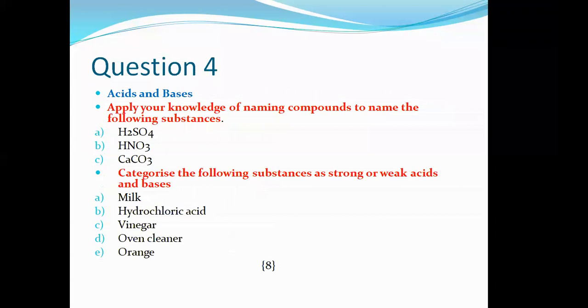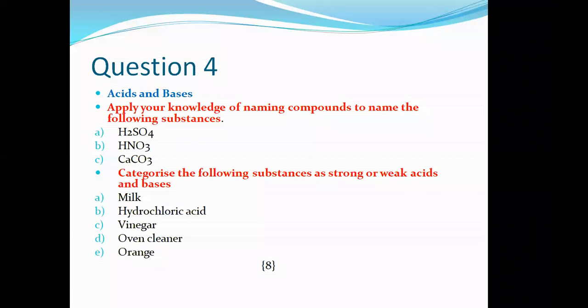Acids and bases. Apply your knowledge of naming compounds to name the following substances. A, B, C, you've got H2SO4, HNO3, and CaCO3. You name them, so you just write A, write the name, then categorize the following substances as strong or weak acids and bases. So you will write A, is it a weak acid or a strong acid, or a weak base or a strong base? You need to write that.